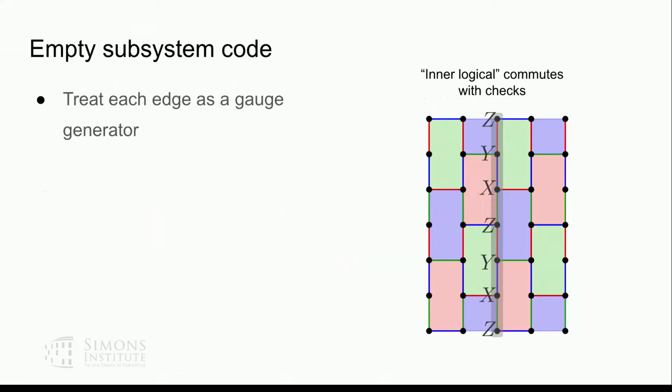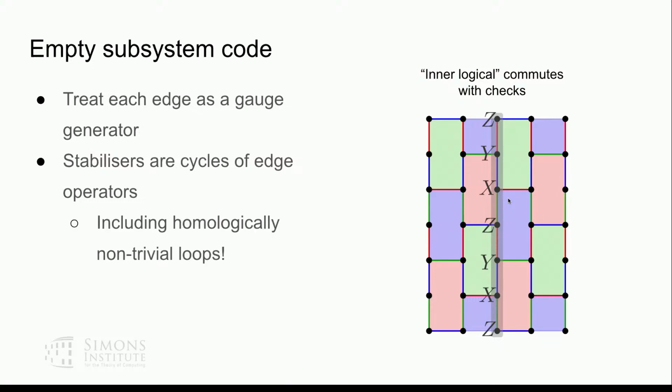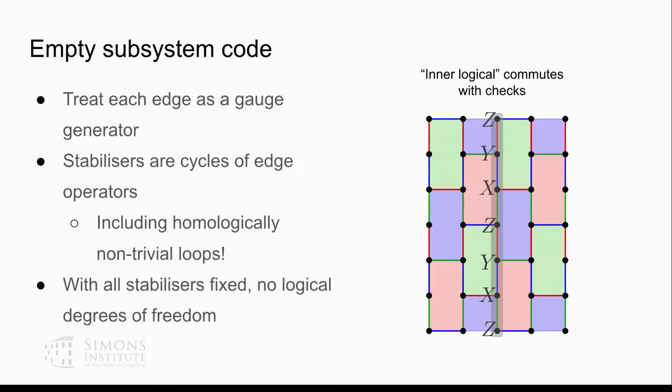Now, if you were to use these to define a subsystem code, and a subsystem code is defined by some set of so-called gauge operators, which are just Pauli operators which don't generally commute, then the stabilizers of the subsystem code that define the code space are just products of the gauge operators which commute with all the gauge operators. And if you look at what these stabilizers are of this subsystem code, you see that they are just all the cycles of the edge operators. But then if you look at what are these cycles, and you use these to define some stabilizer code, and then you look at what is the code space, you realize that these homologically non-trivial cycles are also stabilizers of this subsystem code. And therefore, you end up with no logical degrees of freedom.